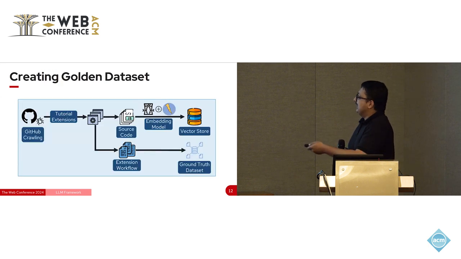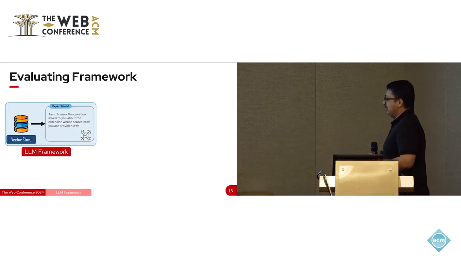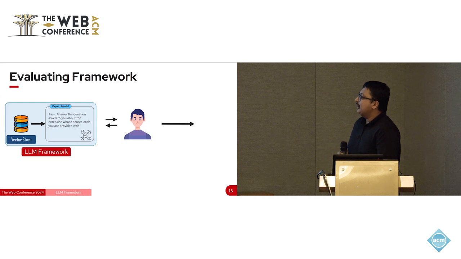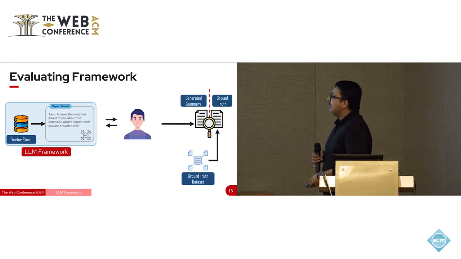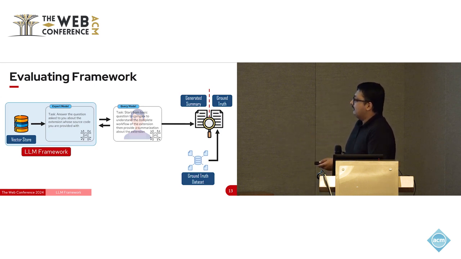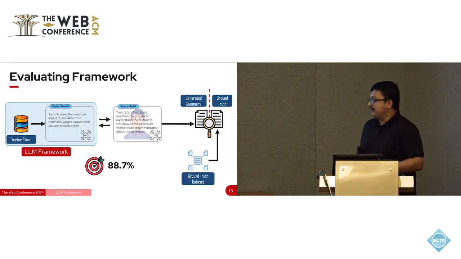Now that we have our golden dataset, we evaluated the framework. We had an expert model that had access to this vector database, and this formed our LLM framework. Then we had a person who would ask questions to the expert model about the workflow of the extension, and then he would generate a summary, which would be compared against the ground truth from the golden dataset. To make this more automated, we replaced the human with another LLM, the query model, who would ask the questions and then provide the summarization. We saw that the generated summary and the ground truth matched 88.7% of the time, which means that the LLM framework is able to understand the workflow of an extension pretty well.